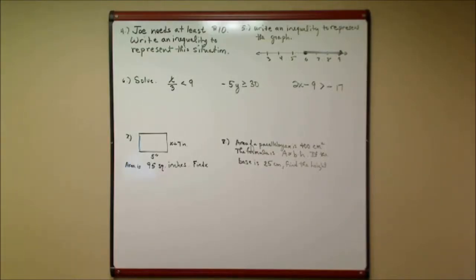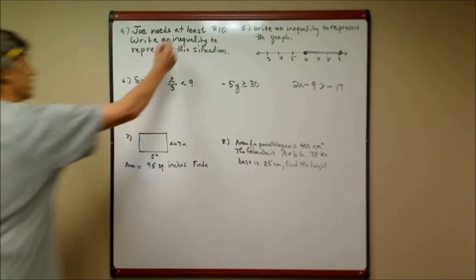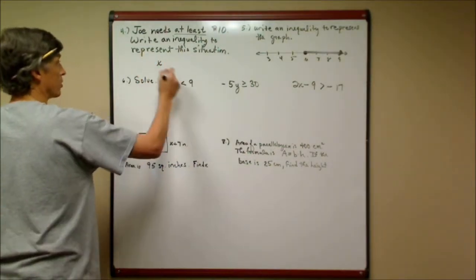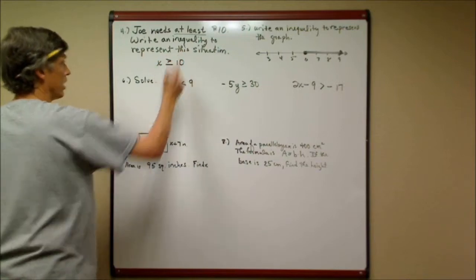All right, the next problem says Joe needs at least $10. Write an inequality to represent this situation. The key here is at least. Now it's an inequality because at least means it can be more than, it can be equal to, but it can't be smaller than. If I say I need at least $10, then 10 is the minimum that I can have. So I'm going to write x is going to be greater than or equal to 10.